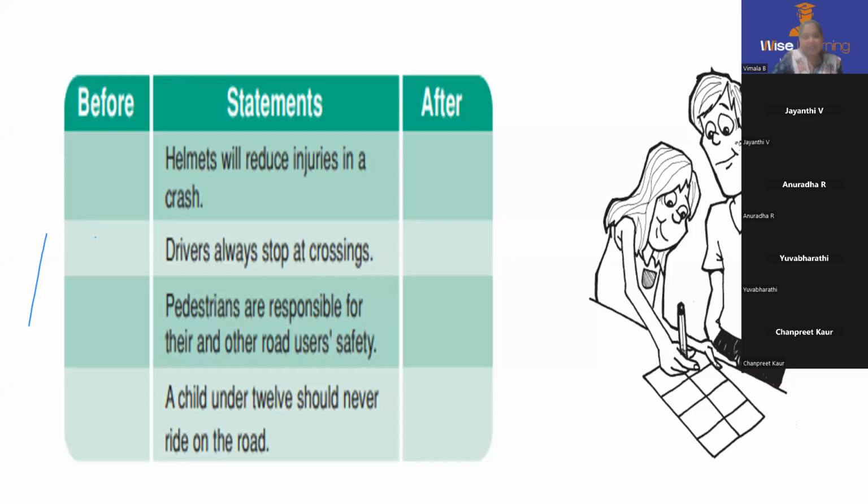And the last one, if you see, a child under 12 should never ride on the road. So it is before. As a parent, I should tell my child that you should not ride the bike or two-wheeler on the road because you are not adult enough for that.